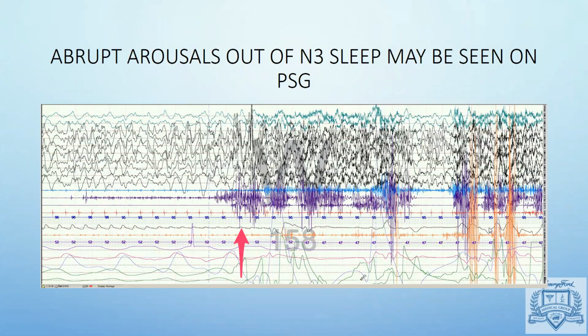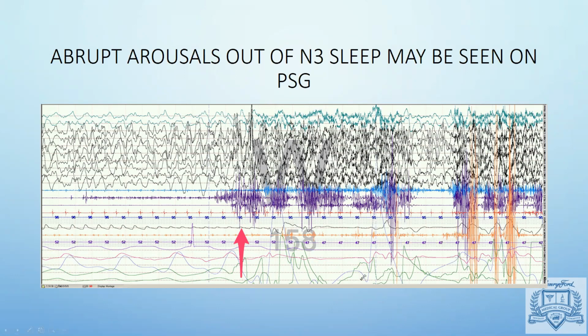So this is the 90-second epoch, 90-second polysomnogram. So there's three epochs together. And I don't want to confuse you guys, but if you look at the center or the second half of the page, the patient's awake. There's a lot more stuff going on, right? More activity in the EEG.